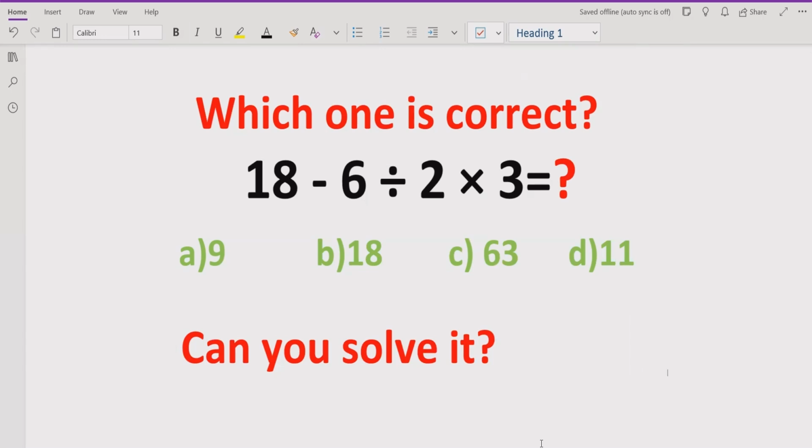Today we will solve another quiz which is related to PEMDAS and BODMAS method. Here we have to solve this expression and find out the correct answer.